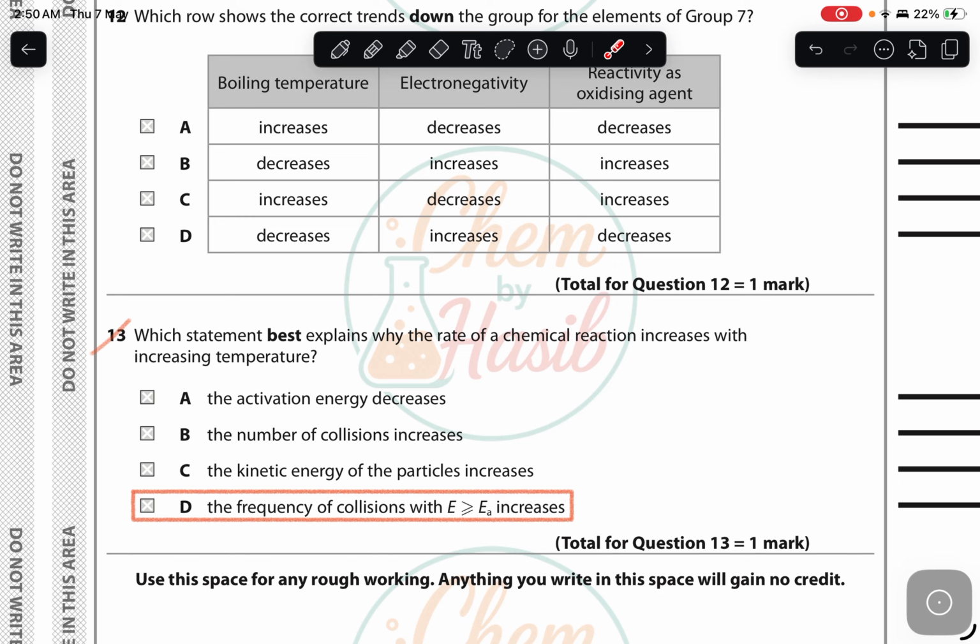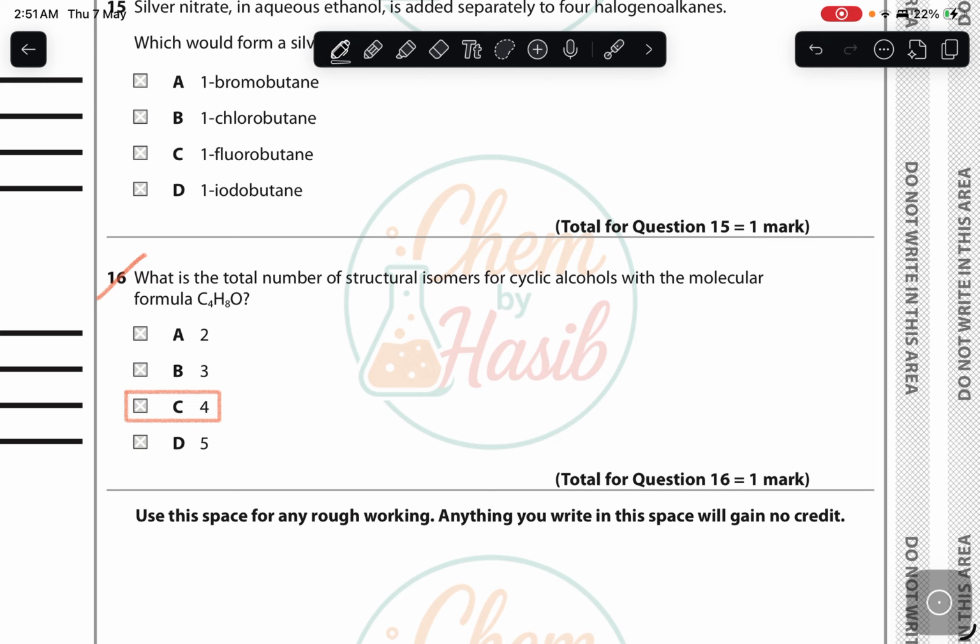Then we move on to question number 16. It says, what is the total number of structural isomers for cyclic alcohols with the molecular formula C4H8O? So they are asking for cyclic structures, cyclic alcohol with this formula. One cyclic alcohol could be this one. There are 4 carbon atoms, so you give one OH. So this can be one structure.